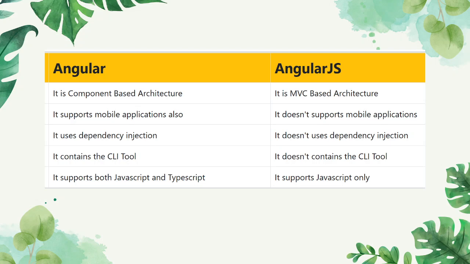In the real world scenario, first AngularJS came into the picture. There were a few issues, like security issues, because JavaScript does not involve OOP concepts. Then the Google company introduced Angular with the support of TypeScript. In TypeScript, OOP concepts are involved to make the language secure. That's all about Angular and AngularJS.